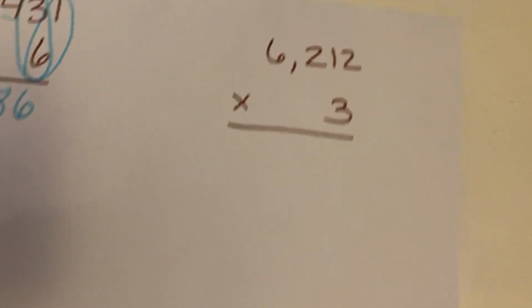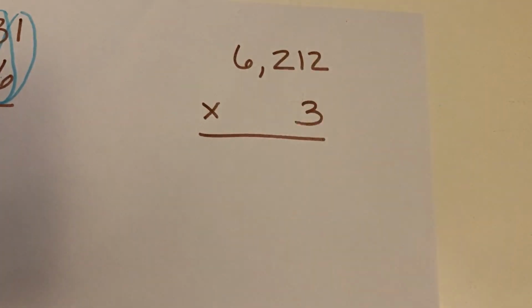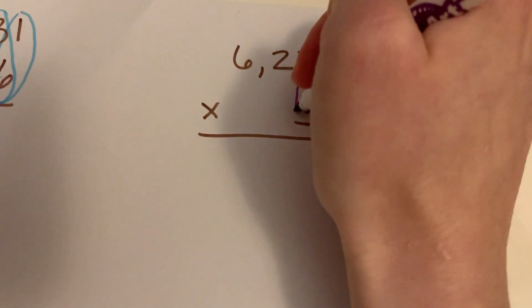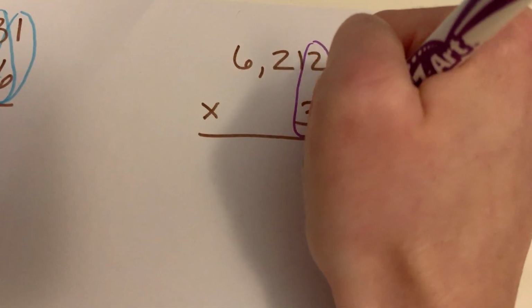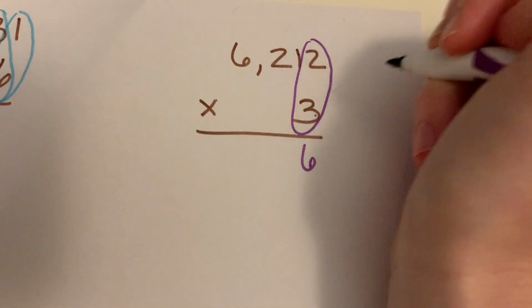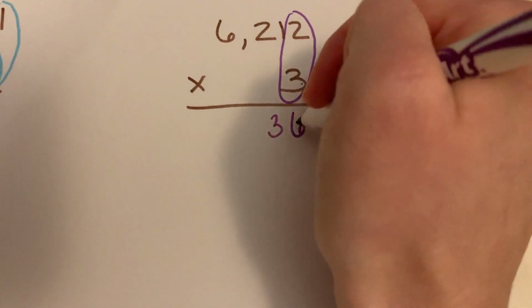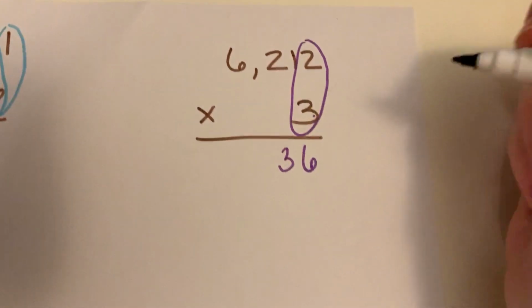Let's go ahead and take a look at it with a 4-digit number on the top. It's the same exact thing, it's just another place value to multiply in before you're finished. So I'm going to multiply 3 times 2, which gives me 6. 3 times 1 in the tens place, which gives me 30, but there's already something in the ones place, so I just write 3.